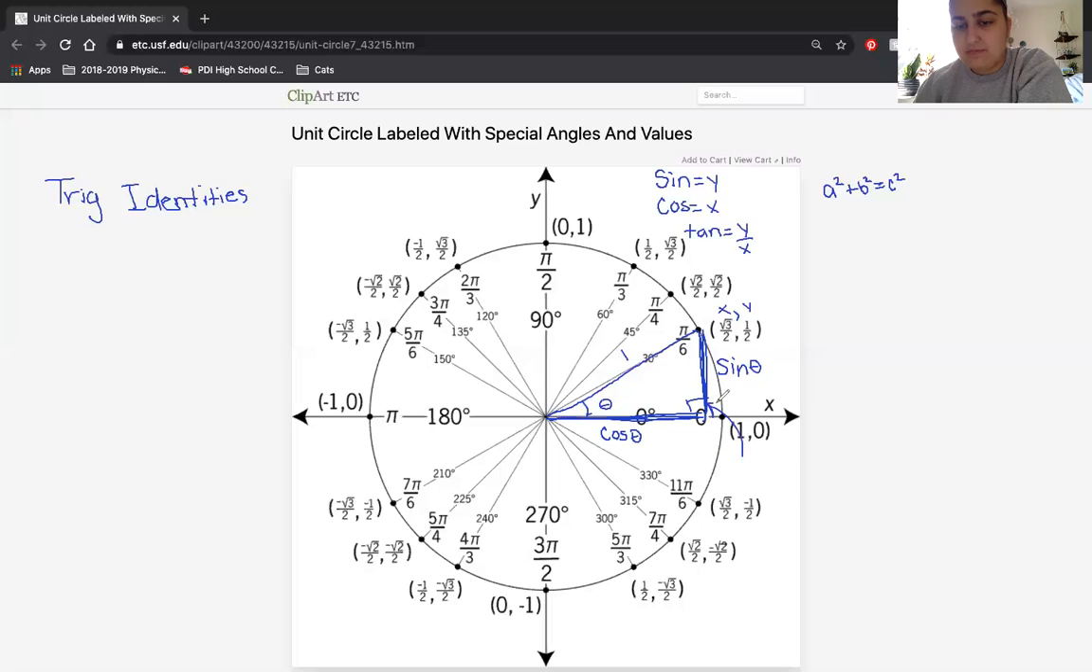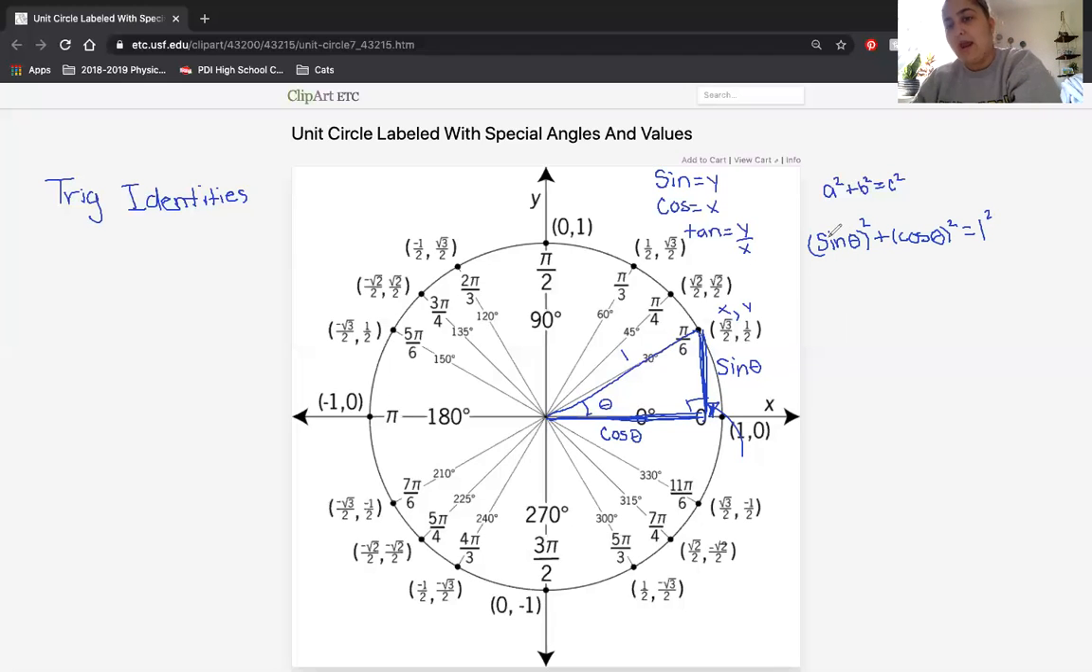So we can plug these trig functions into the Pythagorean theorem because this is a right triangle. Okay, if this weren't a right triangle, then we would not be able to do it. But because it is a right triangle, we can. So I'm going to plug in and say sine of theta, and I'm going to square that whole thing, plus cosine of theta, and I'm going to square that whole thing, equals 1 squared.